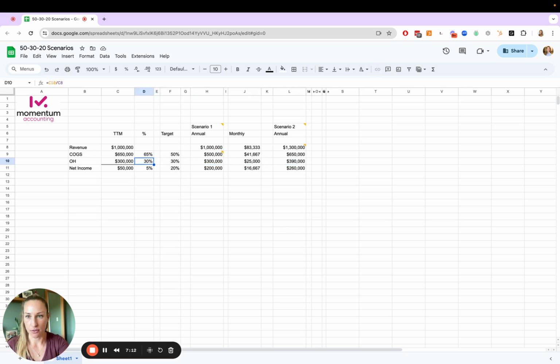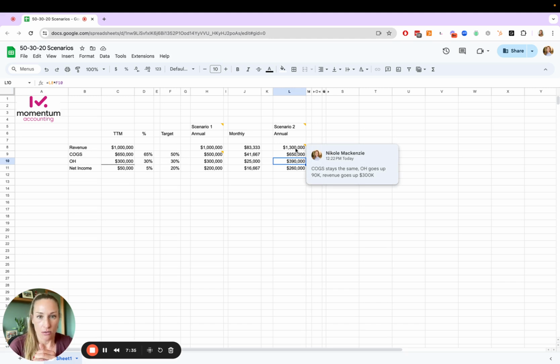So now we can take $90,000, right? Because we went from 300,000, but if we have 1.3 in revenue and we stick with our 50, 30, 20, we have 30% of 1.3 million that we can spend on overhead. So maybe we can take $90,000 and invest it in marketing to grow our top line, right? So that's what we'd be doing in that scenario. So our revenue would go up to 1.3 million. Our COGS would stay the same. Our overhead would go up. And the end result would be $260,000 in net profitability, right?